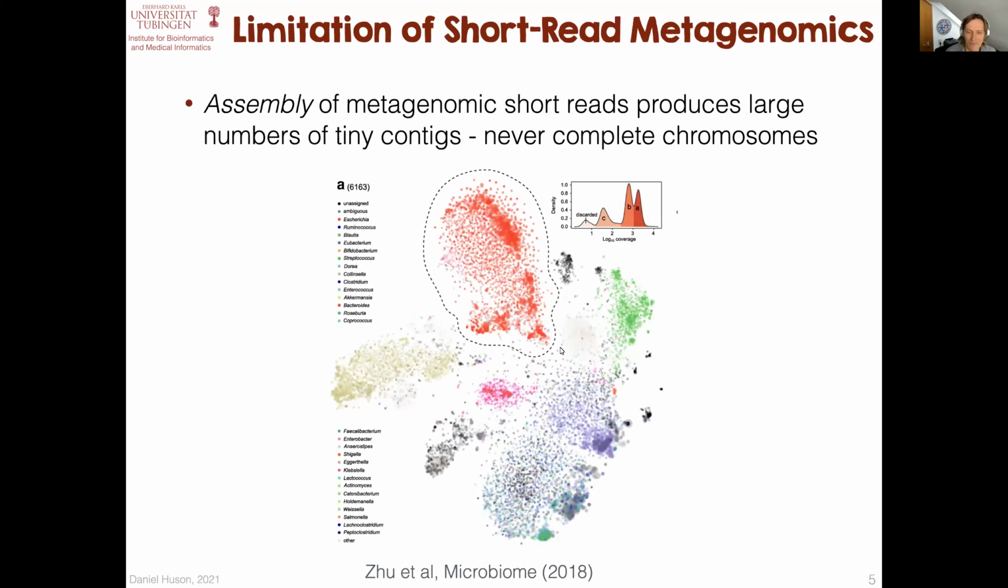And you've probably seen pictures like this. This is just a random paper that I pulled that shows what people look at when they've got short read data sets. You have a blizzard of tiny contigs, and you've got to figure out which ones belong together. You can never be sure which ones really belong together.